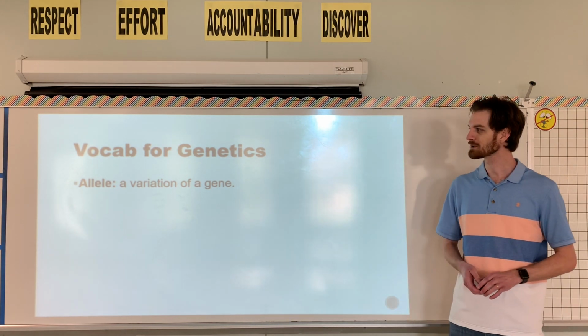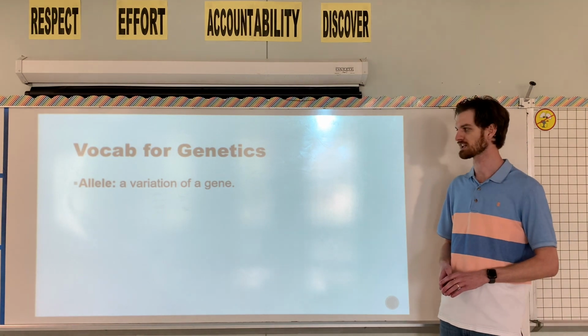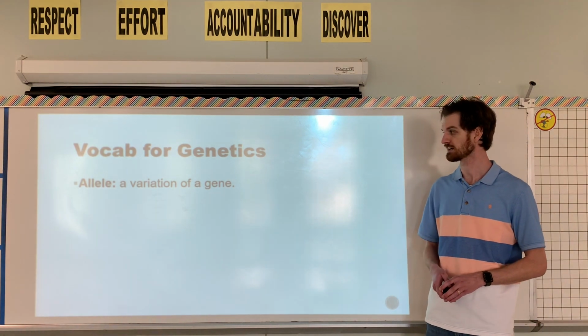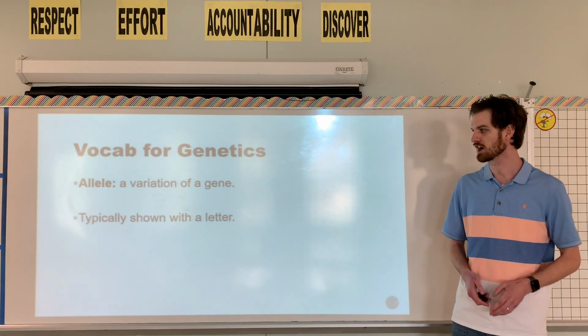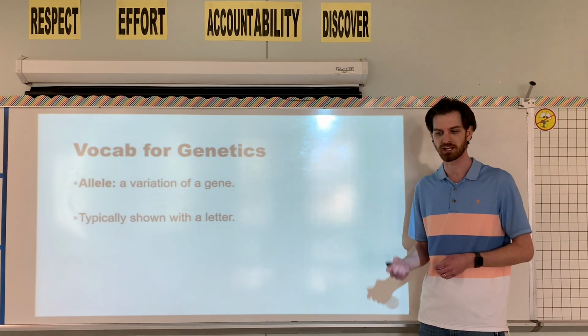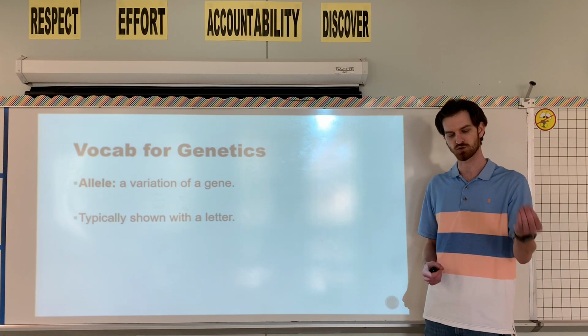All right, so what we got from some of that video is overall some information about genetics and some new vocab words that we're going to have in this class. And the first word is an allele. An allele is some sort of variation of a gene. So usually like brown eyes versus blue eyes, those would be two different alleles, right? They're two different traits to a gene.